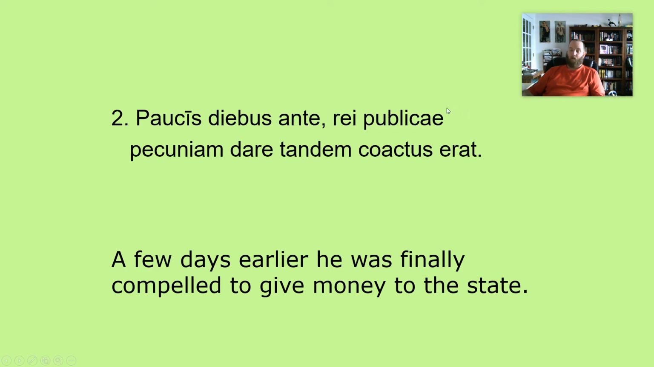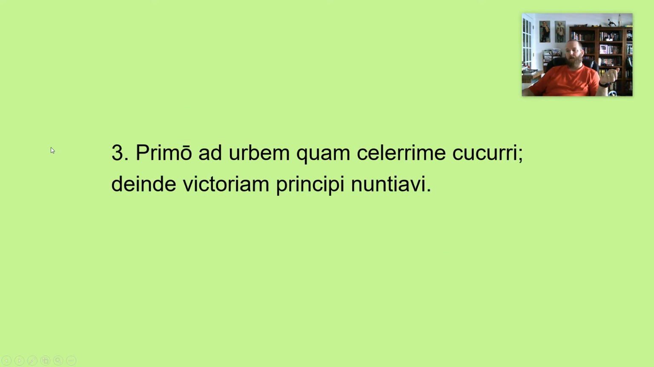Rei publicae is a phrase we learned a while back, and it is dative because compelled to give money to the state, it's the indirect object of the sentence. How is dare used in the sentence? Dare, compelled. He had been compelled to give. It's kind of going complementary with coactus, to be compelled to do something. So that's why it's an infinitive. It's a complementary infinitive.